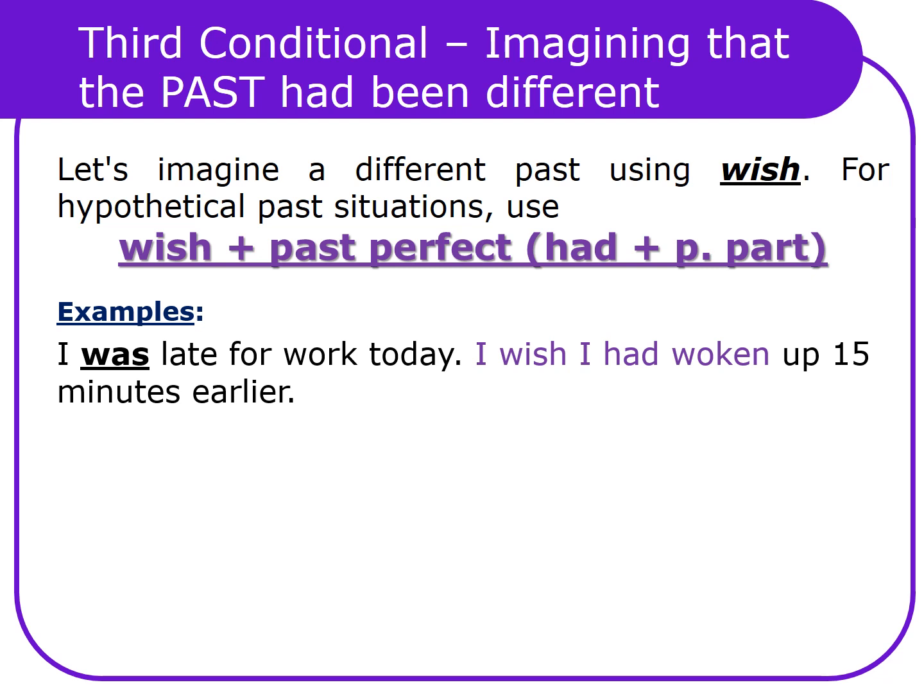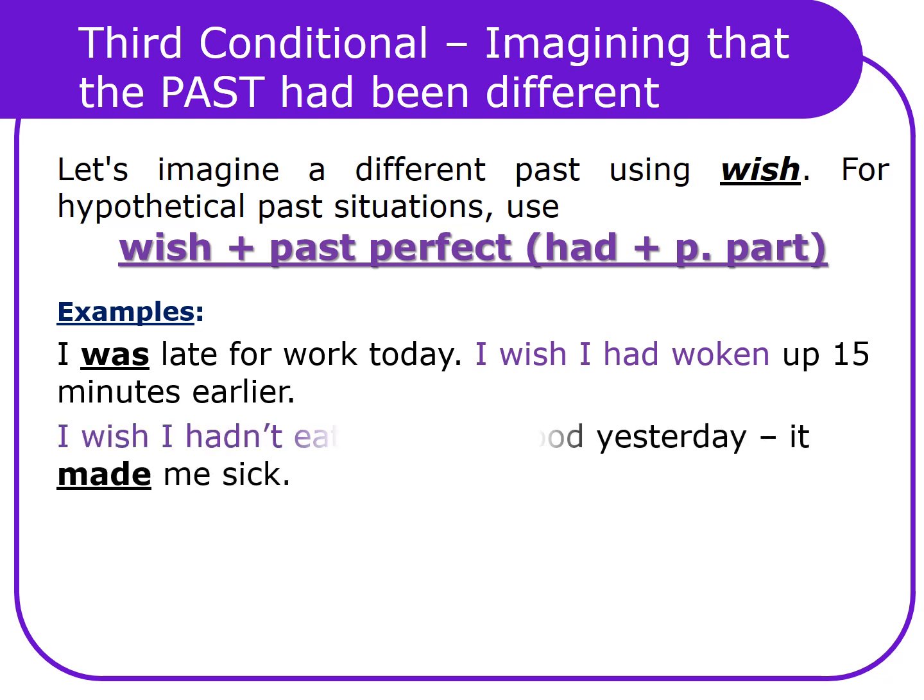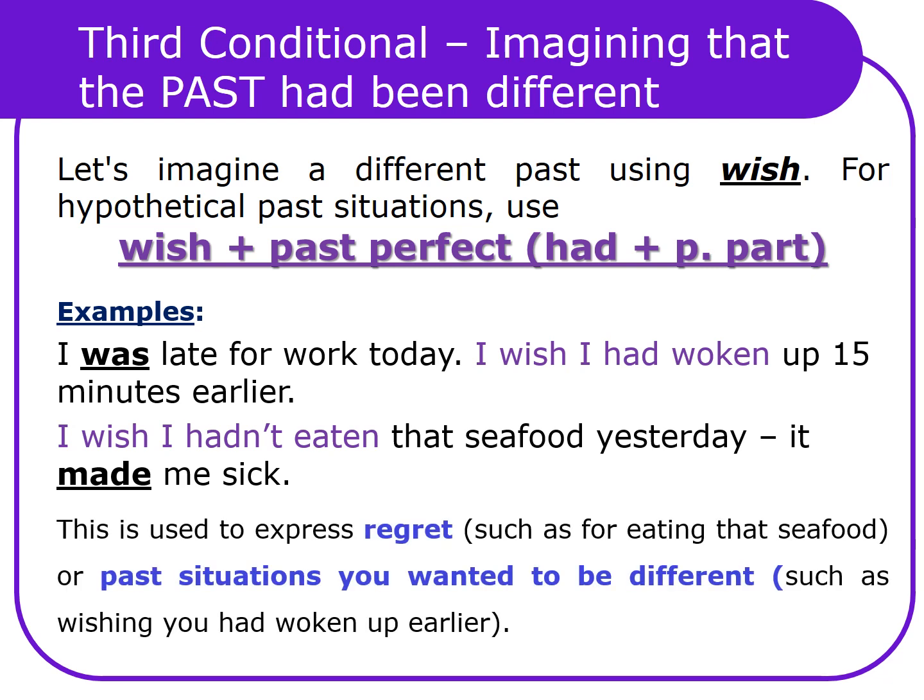So when I use wish to refer to the past, I use the past perfect: wish plus past perfect. But if I use wish to refer to the present, I put wish plus past simple. I wish I hadn't eaten that seafood yesterday. It made me sick. So I'm speaking about the past. I want to change the past. This is used to express regret only, such as for eating that seafood, or a past situation you wanted to be different, such as wishing you had woken up earlier.